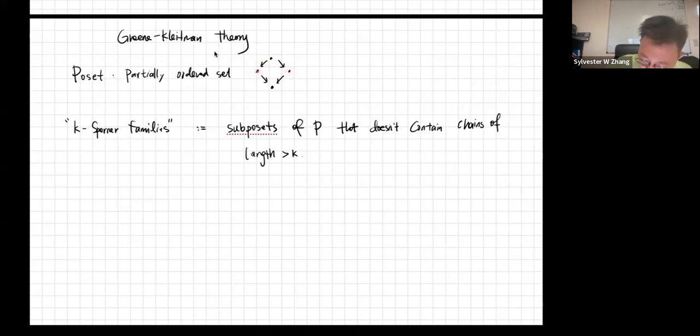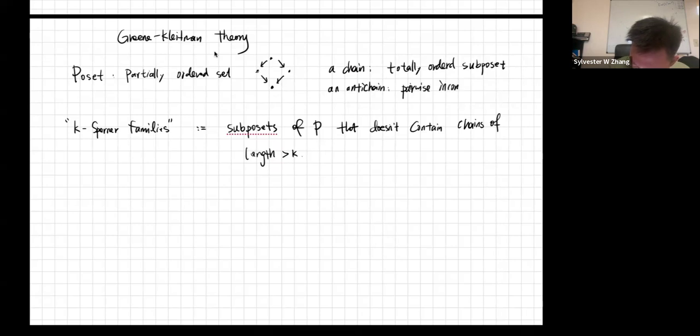And so a chain is a totally ordered subset. And an antichain is a pairwise incomparable subposet. So for example, these three guys form a chain of the poset, and these two guys form an antichain of the poset.